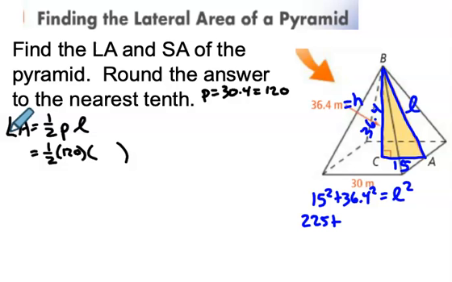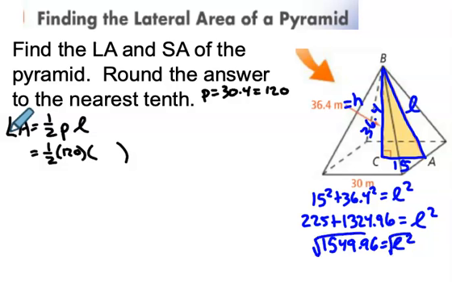36.4 squared, let's just go to the calculator for that. 1324.96. We need to add 225 to that. So 1549.96 equals L squared, and we need to take the square root of both sides. If you do that, looks like L is 39.37. So 39.37 is what I need to put in for L.